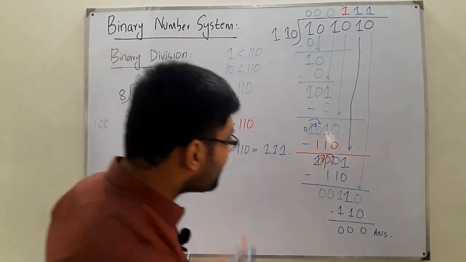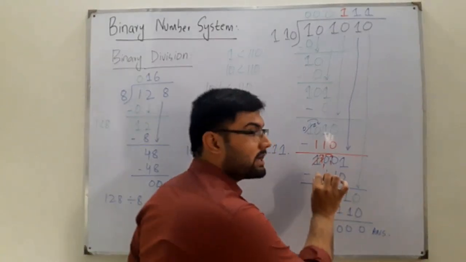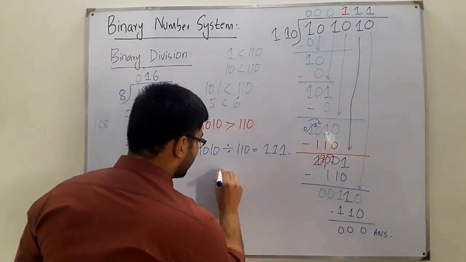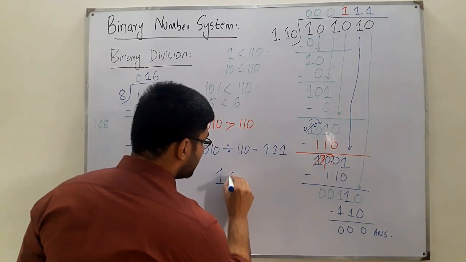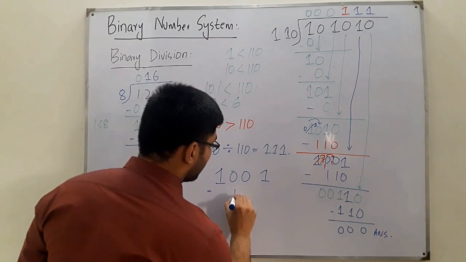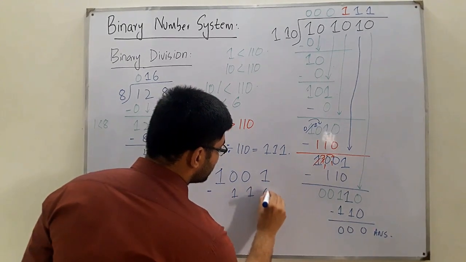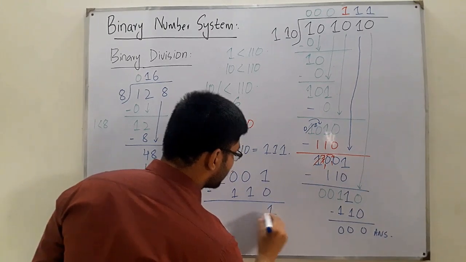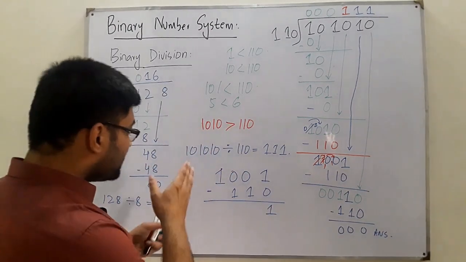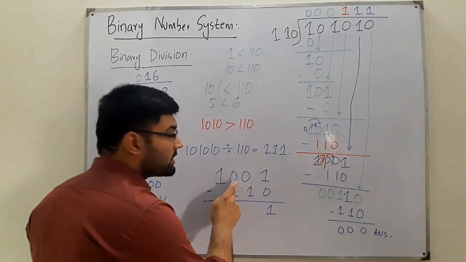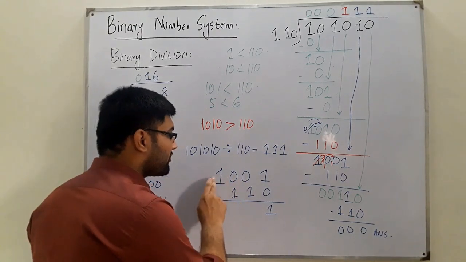Alright? Now, if you are confused over here, let me magnify it for you. 1, 0, 0, 1 minus 1, 1, 0. So 1 minus 0, this 1 is clear to you, okay? Now, for this 0 minus 1, we need a borrow from here, we don't have, then we take a borrow from here.